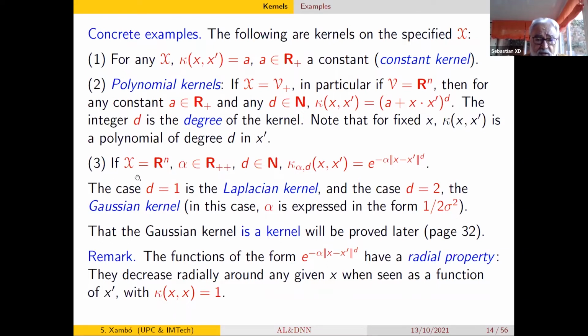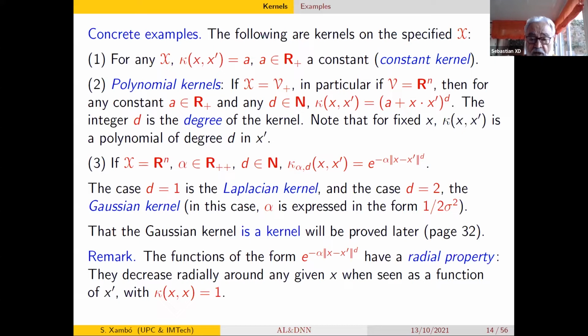Another example, number 3: if curly X is R^n, and you take alpha positive, which I denote with plus plus, a little stronger than non-negative, and D is a natural exponent, then the function kappa_{alpha,D} of x, x prime, equal to the exponential of minus alpha times the norm of x minus x prime to the D, the norm in R^n, is a kernel. The case D equals 1 of this expression is called the Laplacian kernel, and the case D equals 2, the Gaussian kernel.